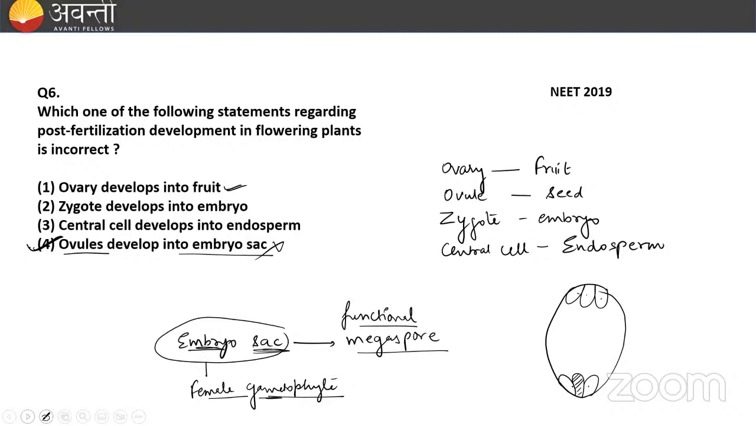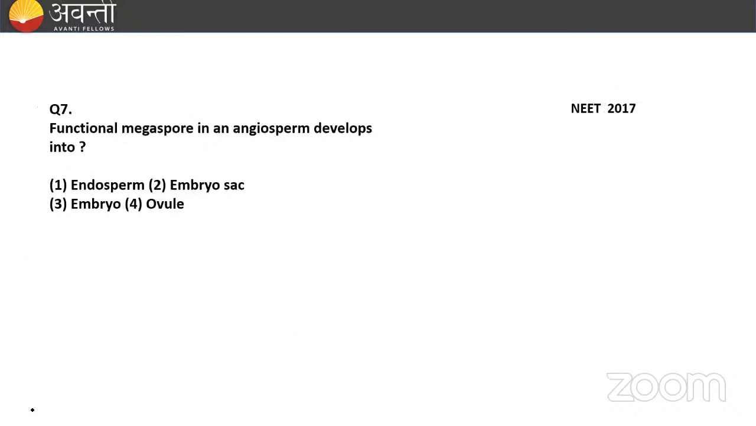Now moving to next one. Functional megaspore in an angiosperm develops into. Option 1 is endosperm. Option number 2 is embryo sac. Option number 3 is embryo. Option 4 is ovule. This question came in NEET 2017. The question is asking about the functional megaspore.